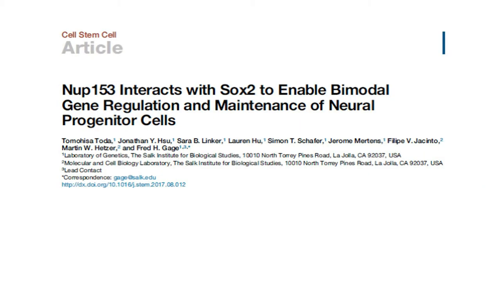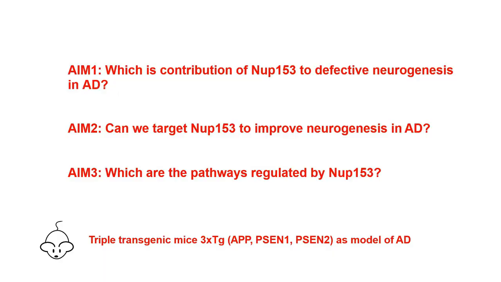Moreover, a paper from Gage and his group shows that NUP153 also plays a role in the maintenance of neural progenitor cells through the interaction with the transcription factor SOX2. In my talk, I will show you what the contribution of NUP153 to defective neurogenesis in AD is, how we can target NUP153 to improve neurogenesis in AD, and which pathways are regulated by NUP153. Our model are triple transgenic mice that carry mutations in three genes involved in AD pathogenesis: the amyloid beta precursor protein, PSEN1 and PSEN2. They reproduce both A-beta and tau pathology.